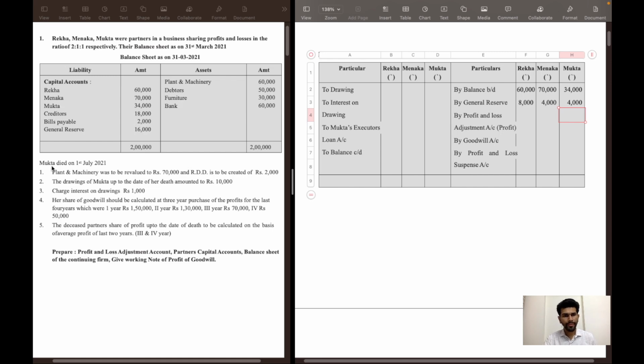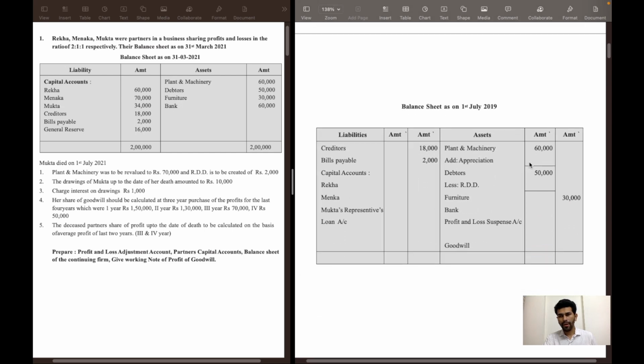Balance sheet done. First adjustment, plant and machinery was to be revalued to 70,000 rupees. Plant and machinery amount, the book value was 60,000 rupees. Now it has been revalued to 70,000 rupees. So we have to add 10,000 rupees and 70,000 rupees will come on outer column. 10,000 rupees appreciation.